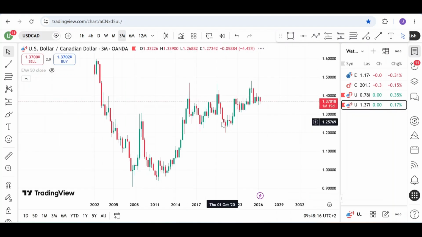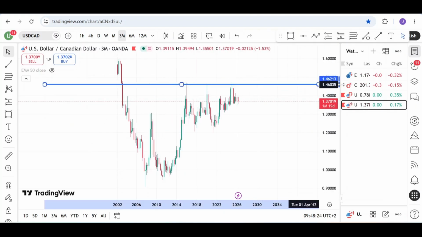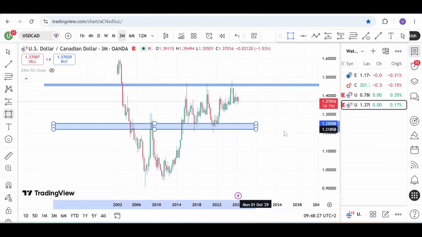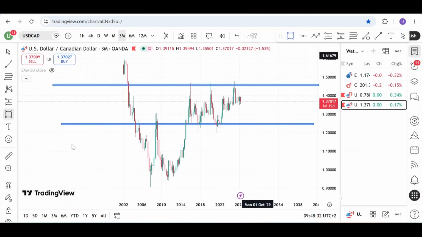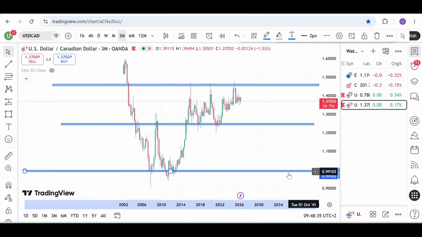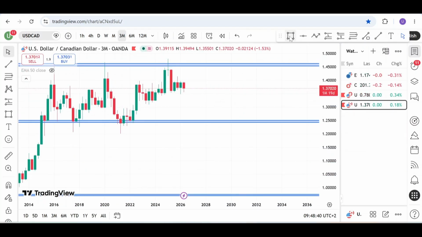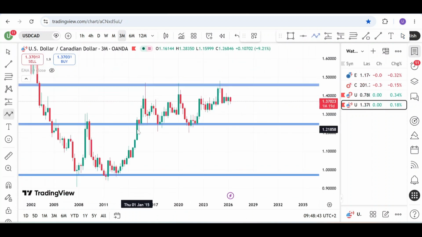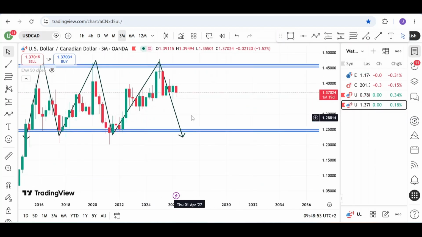Start with the 3-month time frame to see what's going on. This is USD CAD. As you can see, this is the upper zone, and this is the lower zone here. We are in a range or a consolidation here, but from this resistance, we expect the price to return back to this support here.